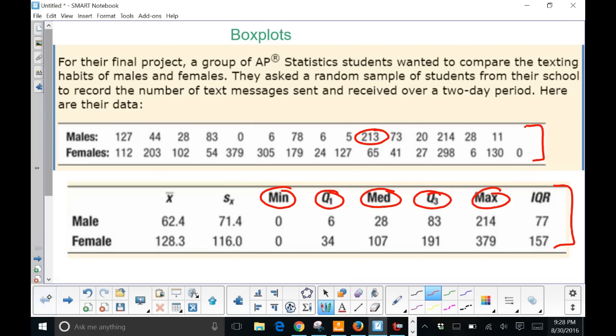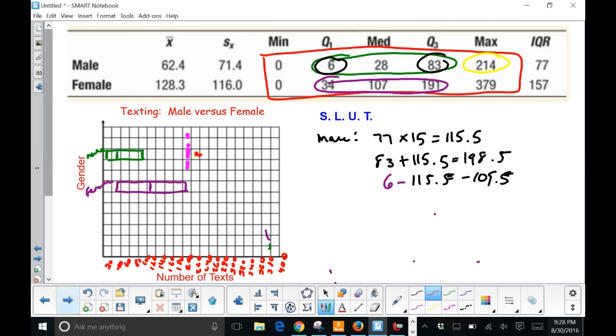So if we look through the men's data, let's see, it looks like 127 is the highest score that's not an outlier. Okay, so here we go. We're going to draw the tail to about 127. Now the lower tail, since there were no outliers, will go to the minimum, which is 0. Now in a perfect world, I would have written that all in green.